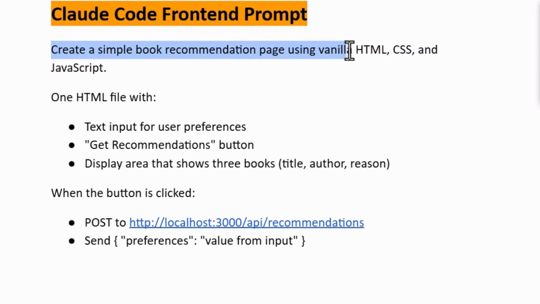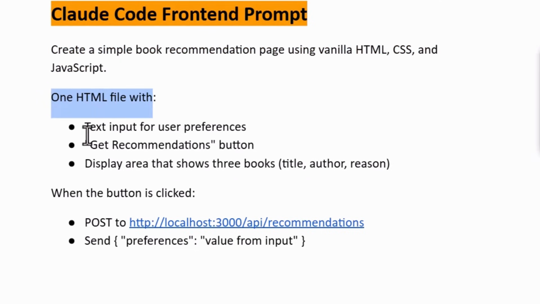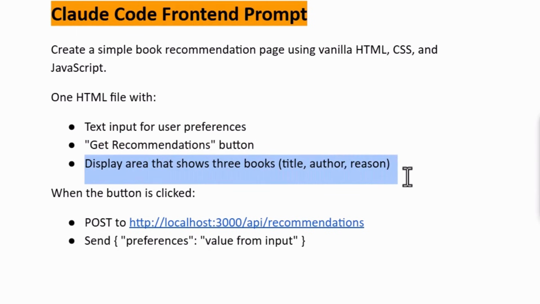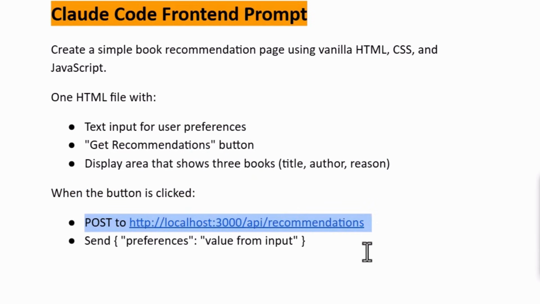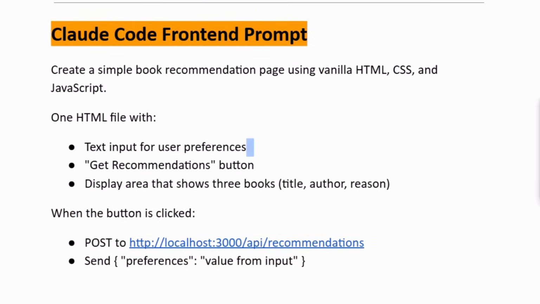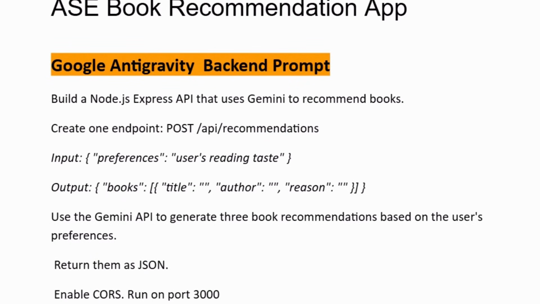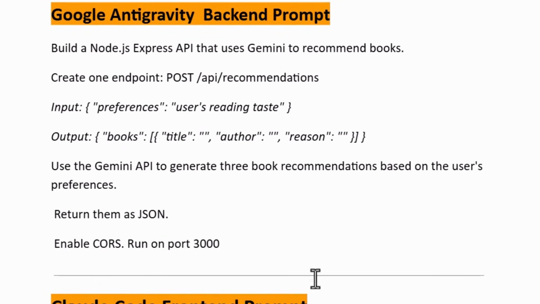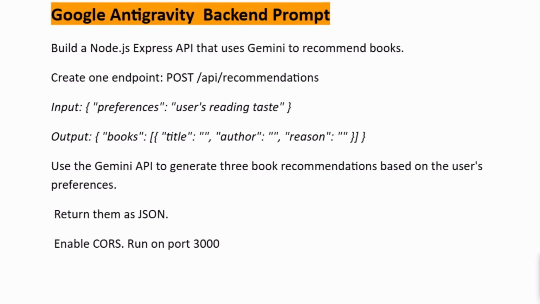For Claude Code, we'll create a simple book recommendation page using HTML, vanilla JavaScript, and CSS. One HTML file that will have a text input for user preferences, the button get recommendations, then the display area for the 3 books with the title, author, and the reason. When the button is clicked, it needs to create a POST request to our backend API, send our preferences and the value from the input, and we get back the data to display it. That's a basic book recommendation app that uses Gemini AI to help us get book recommendations. As I mentioned earlier, the objective of this project is to see how Google Antigravity can work on the same project with Claude Code, each assigned different roles.